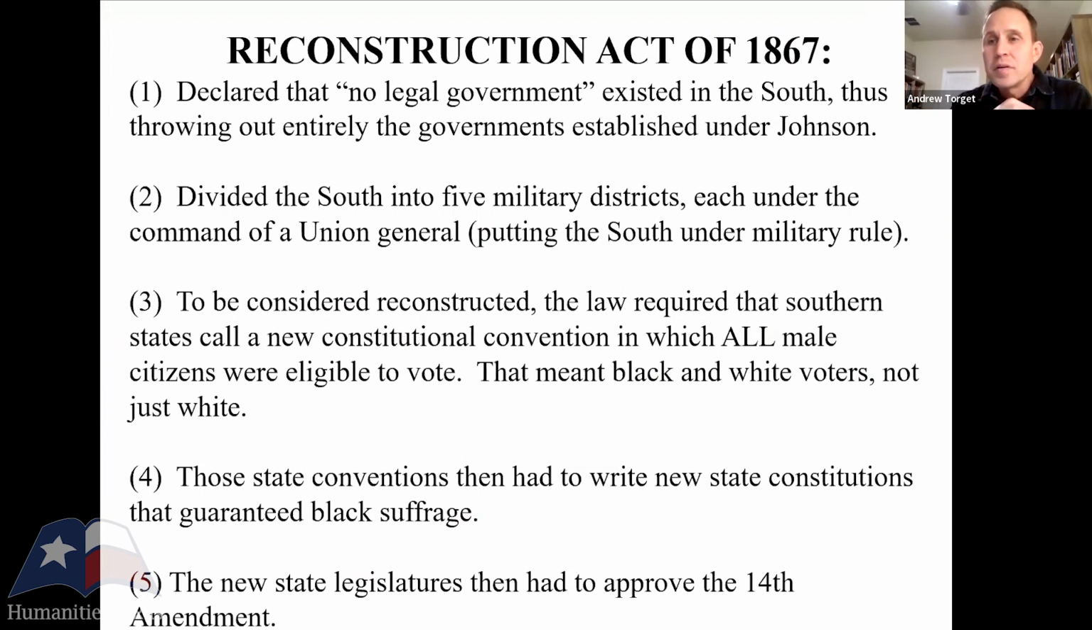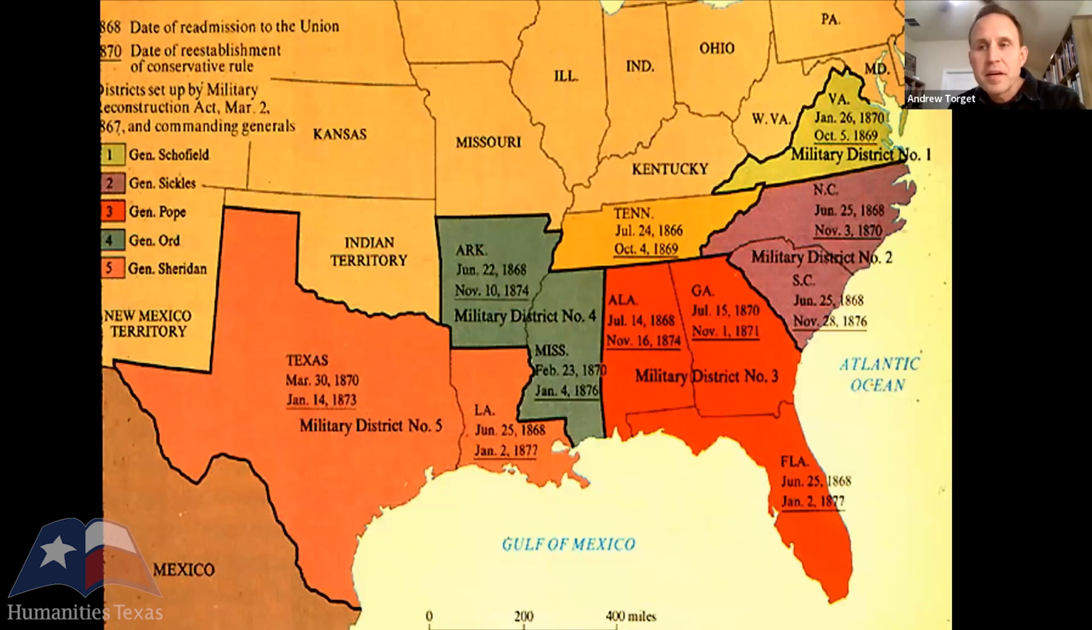And now they have to do it under military occupation, right? The United States Army is now going to be in charge. The South is divided in 5 military districts, right? Texas is in the 5th military district. You can see over here on the left with Louisiana, all right? There's a U.S. Army general who's in charge of this whole area over here. And now Texans are going to have to write a new constitution, all right, under new rules.